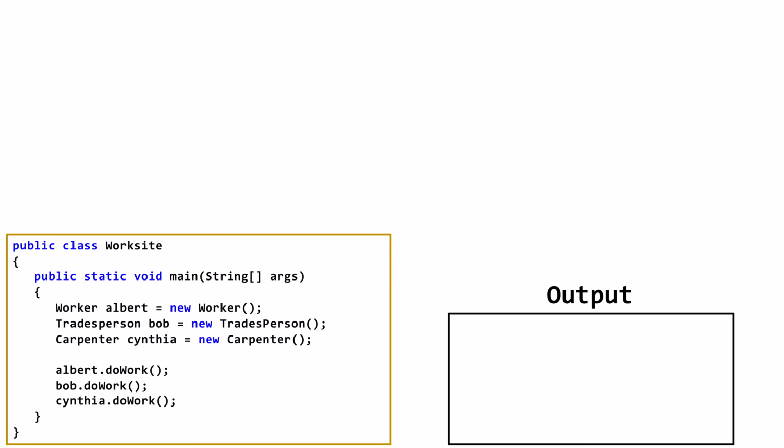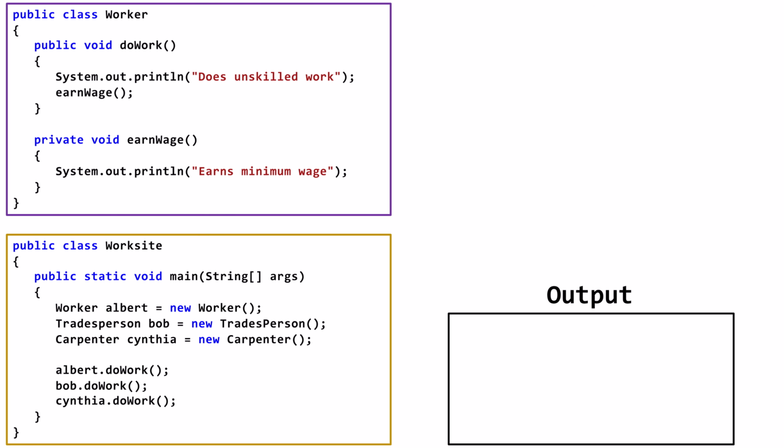Let's look at this unrelated class, Worksite. The main method will execute from top to bottom, but we're going to jump around a bit to focus on one variable at a time. We start by declaring a variable, Albert, of type Worker, then initializing it with a new instance of the Worker class. Let's skip down a few lines to where we call the doWork method from the Albert variable.